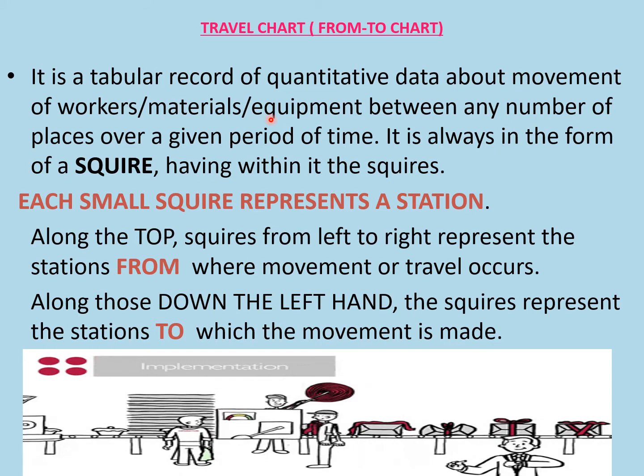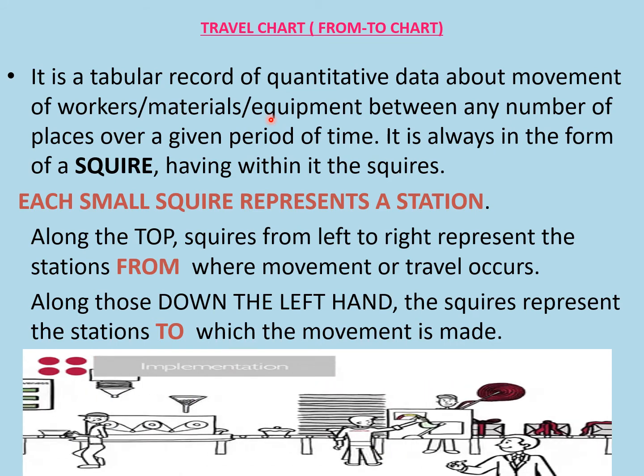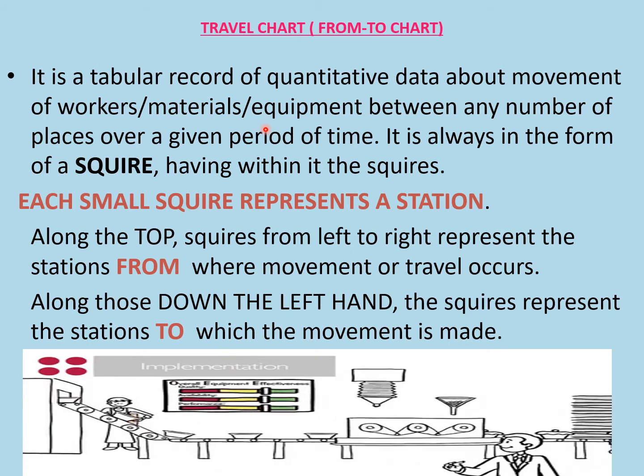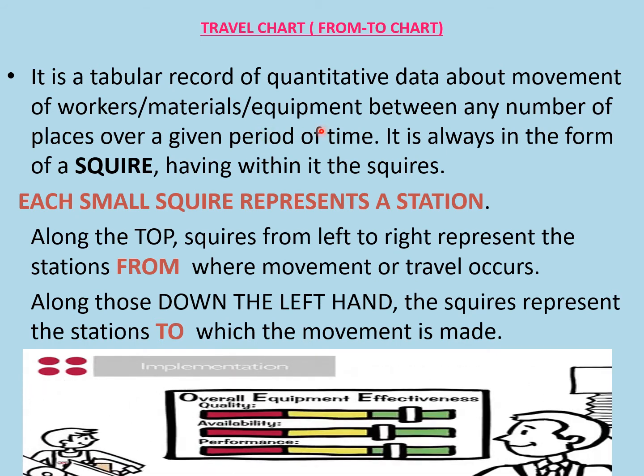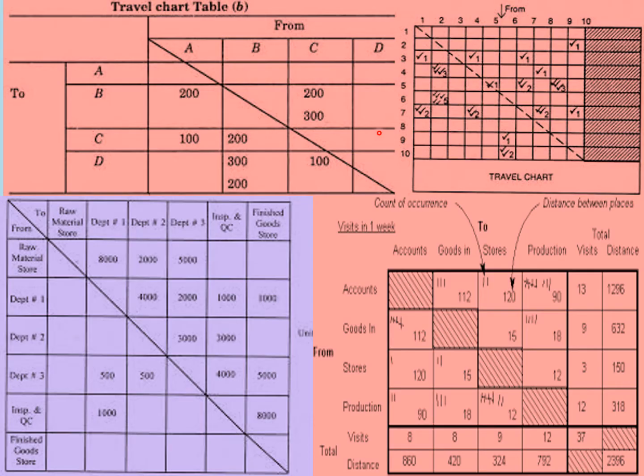The travel chart basically indicates the distance from one location to another location, basically for the operators. From A to B or from B to A, both are the same. From A to A the distance is 0, but from B to A the distance is 200. From C to A, D to B. Then after all this, we calculate the overall time.